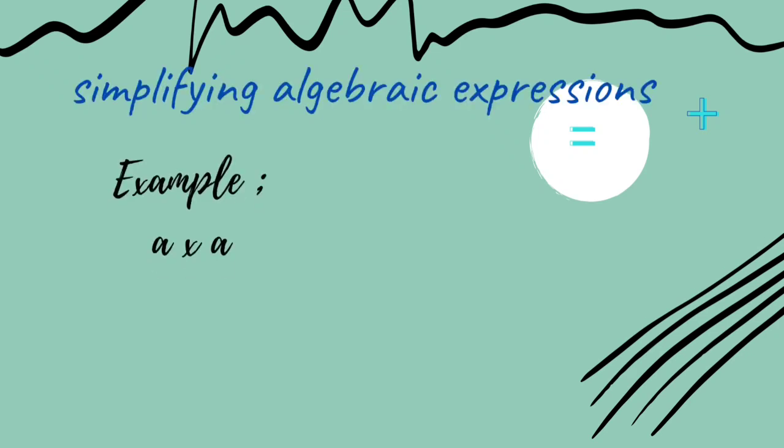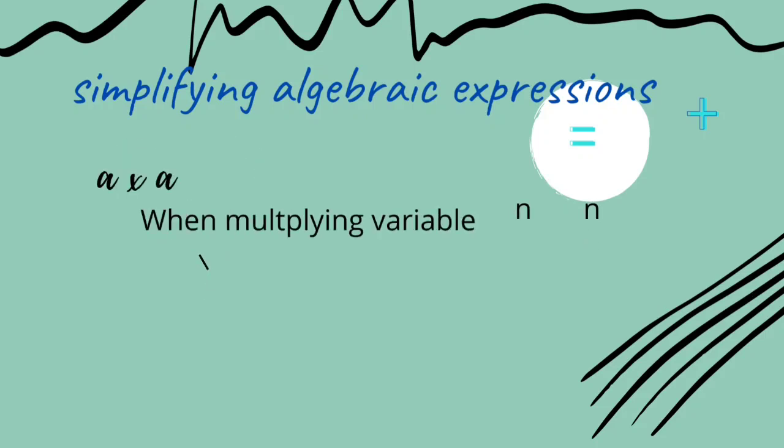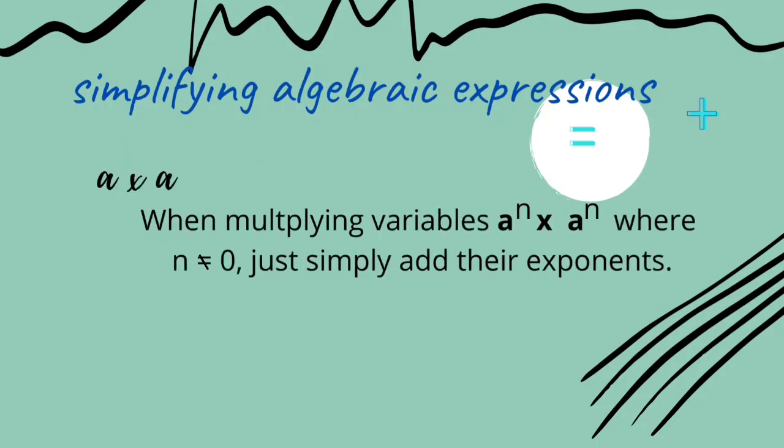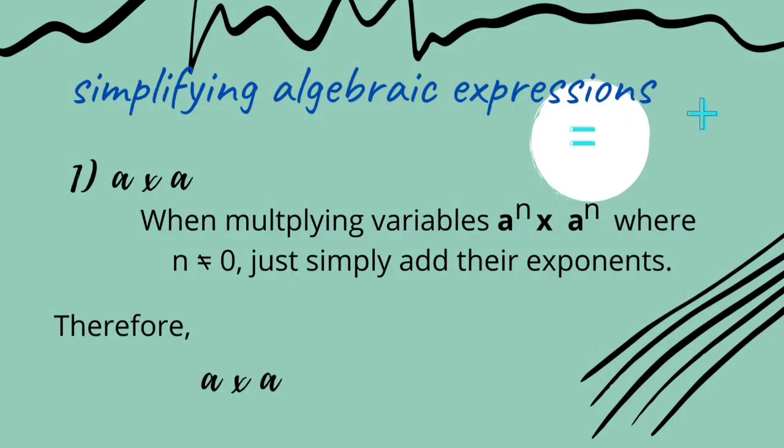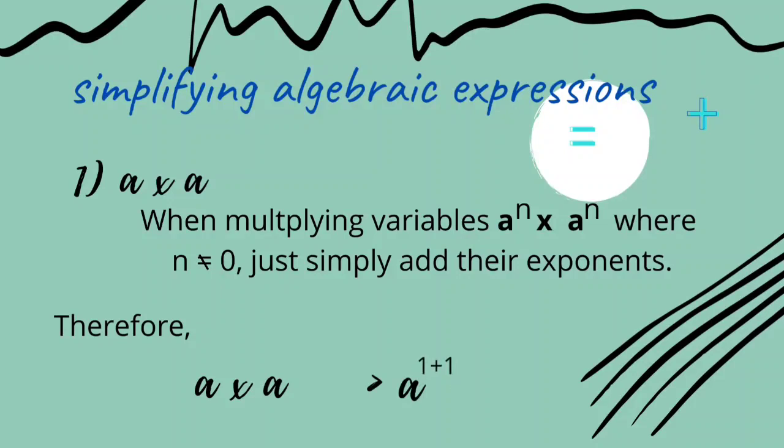For example, a times a. Remember, when multiplying variables a raised to n by a raised to n, when n is not equal to 0, just simply add their exponents. In this example, a is raised to the power of 1, so it means a raised to the power of 1 plus 1 is equal to a squared, or a to the second power.